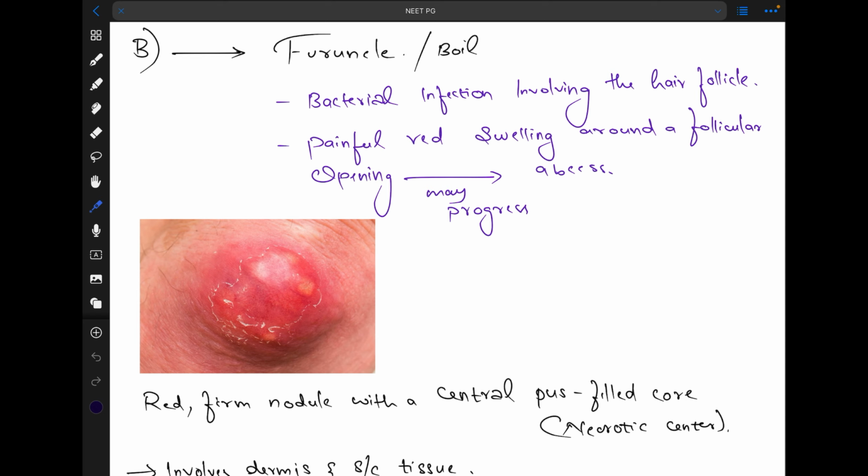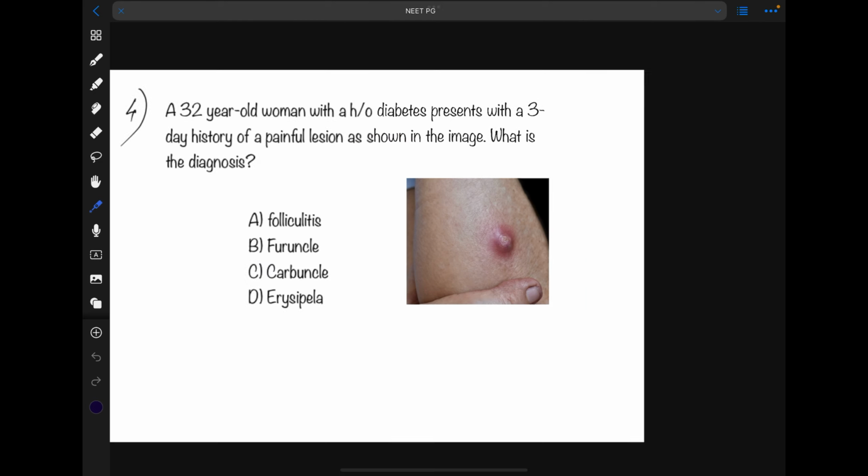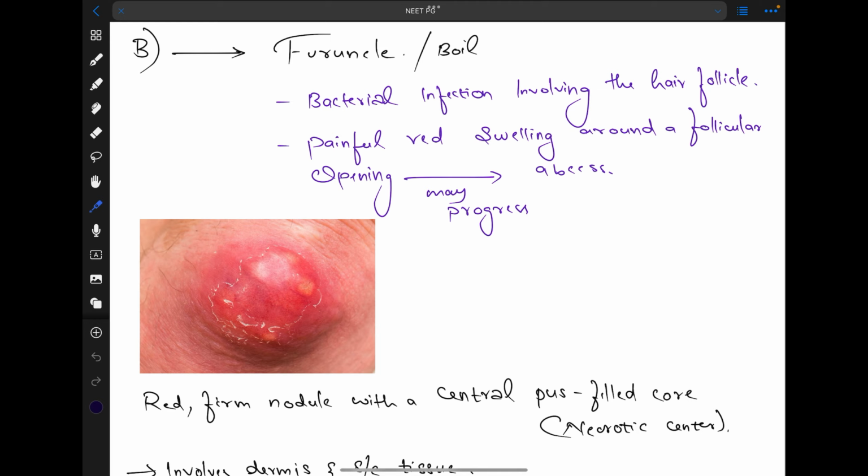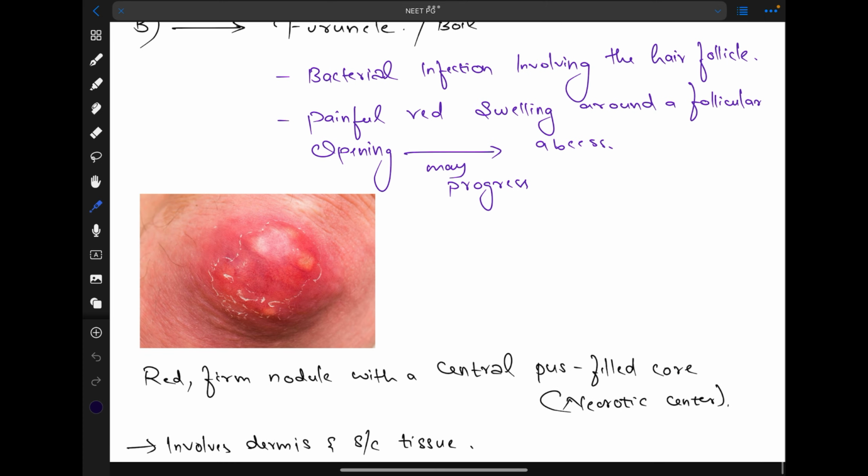So how to know the lesion? It is red. It is a firm nodule with a central pus-filled core. Here in detail we can see this pus-filled core, and it is often a necrotic one. A necrotic center is often present. It involves the dermis and also subcutaneous tissue, so it is much deeper. It is not a superficial one.